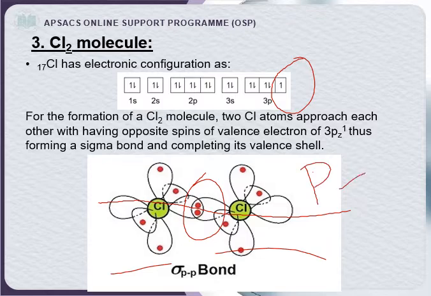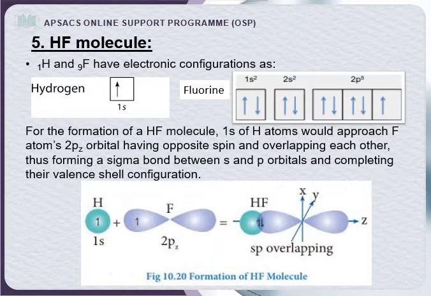It is p to p overlap, right? So it is a sigma bond formation between two chlorine atoms. Only one bond can be formed as there is present only one partially filled orbital. Now the next one, here another hetero molecule is given, a heteroatomic molecule. Heteroatomic means two different atoms are going to join to form this HF molecule.